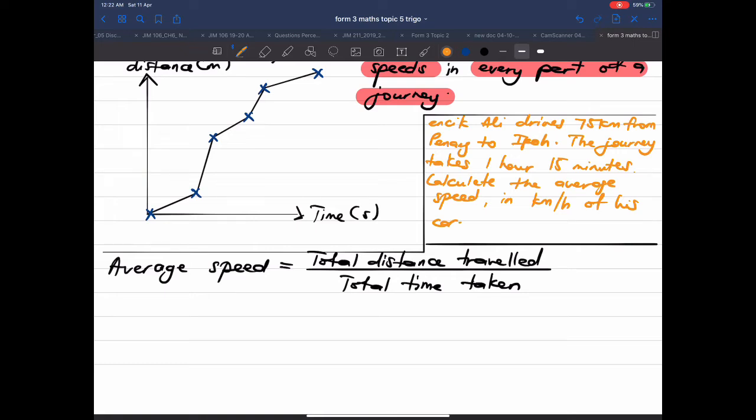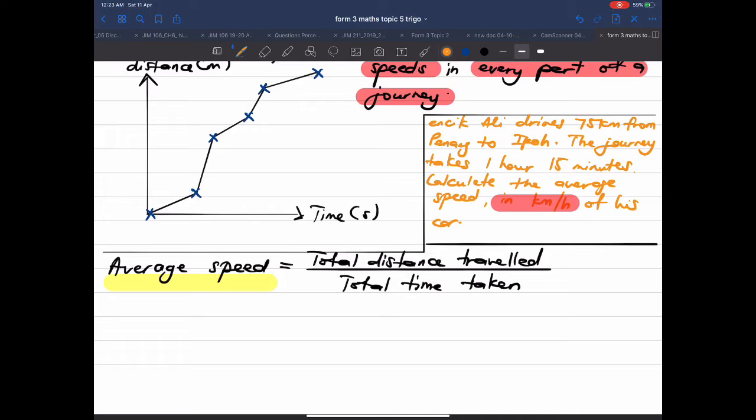So always remember, students, this is very important. In kilometer per hour, sometimes they'll be asking in different units. Okay, so be careful with it. So how do you do this? Encik Ali drives 75 km from Penang to Ipoh. The journey takes 1 hour 15 minutes. Calculate the average speed. You just use this formula.